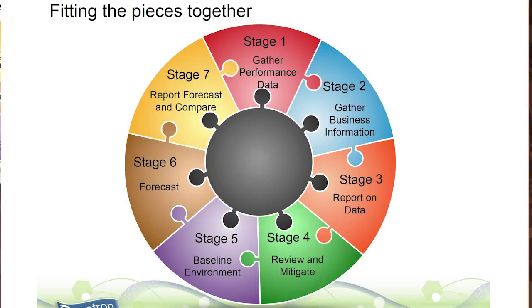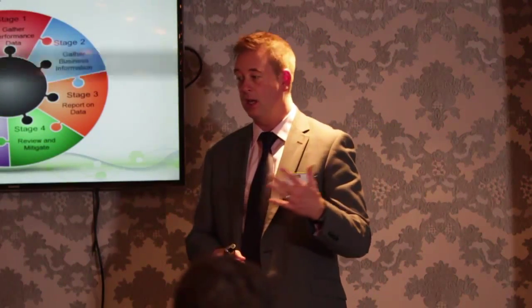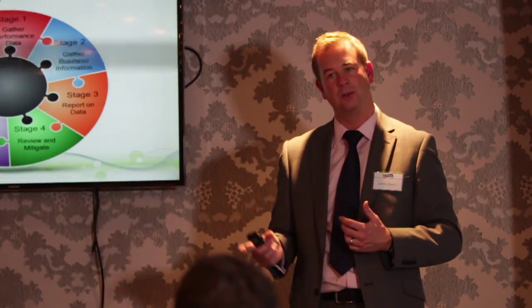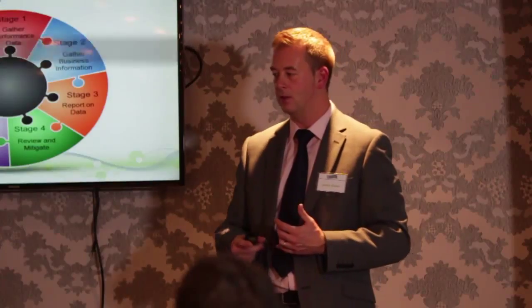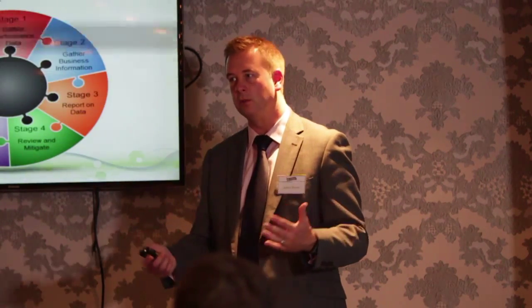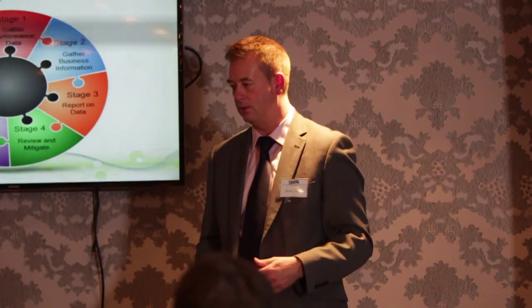Produce some nice reports at stage 3. Review those reports and mitigate. And then baseline where we are, baseline the environment and start forecasting. What models can we produce that provide that benefit to the business? And then you can report those forecasts and compare and start the whole process, keep the process going. So those stages put together provide the mitigation of risk, the benefit, the governance that we want.